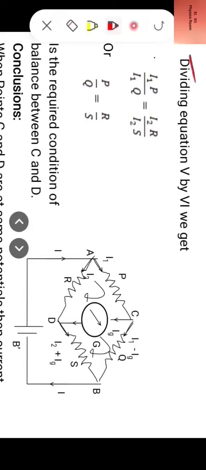Dividing equation 5 by 6, we get I1P divided by I1Q is equal to I2R by I2S. I1 cancels and I2 cancels, and we are left with P by Q equal to R by S, and this is the required condition of balance between points C and D.